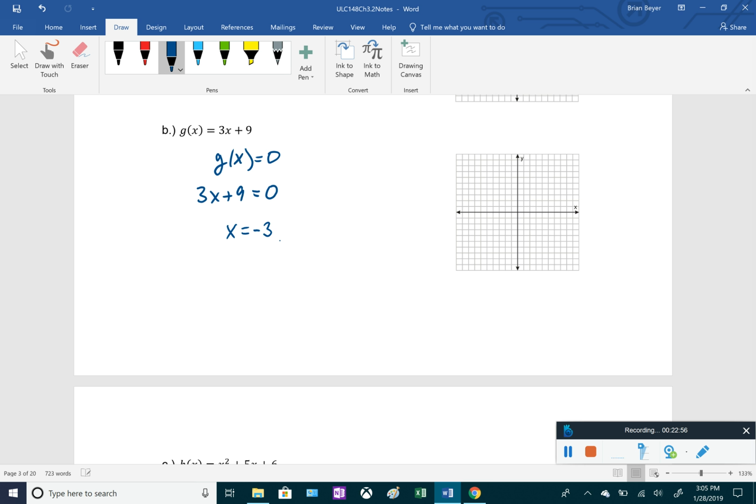So I obviously skipped showing the work for that, just because we should know how to do it. So negative 3 is over here. We have a slope of 3, y-intercept of 9. So this would be something like this. This is our g of x. Okay, let's make them a little bit harder now.